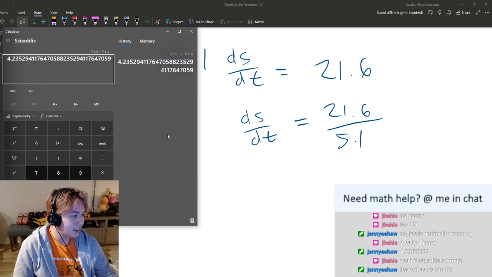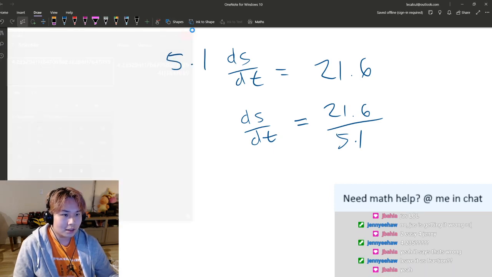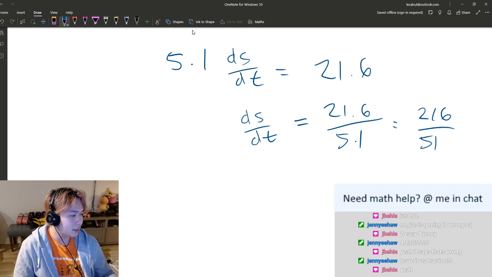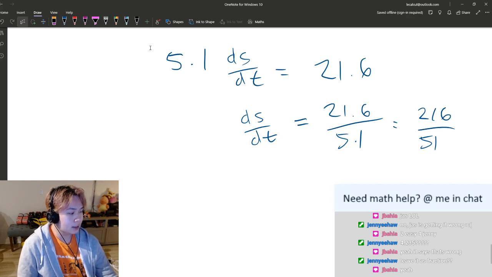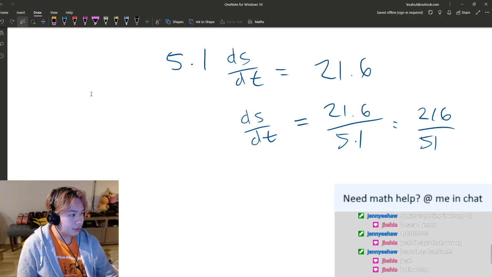Yeah, leave it as a fraction. I don't know, if you want to do 216 over 51. Try this one out. Because you're technically not wrong if you put in a decimal. If that's what you've been doing. Or technically you are wrong if you put in the rounded decimal. Both are wrong?